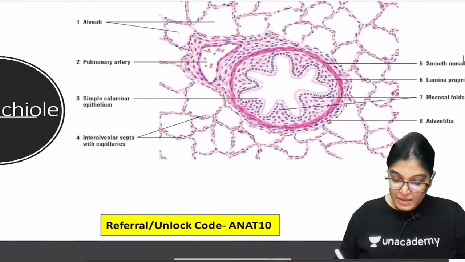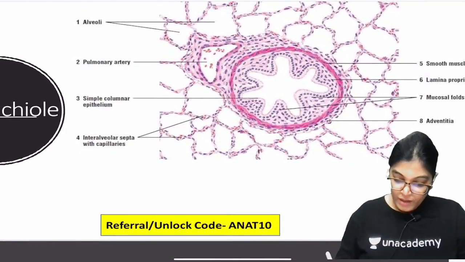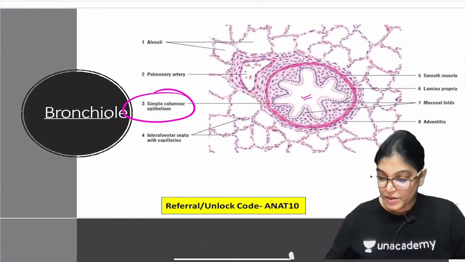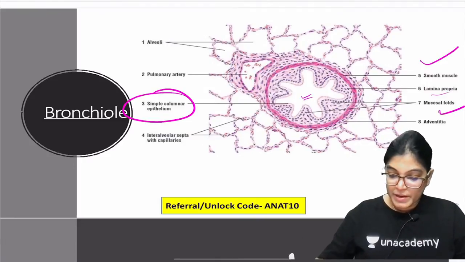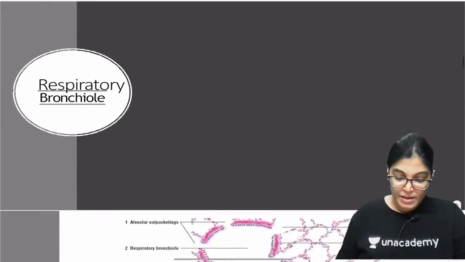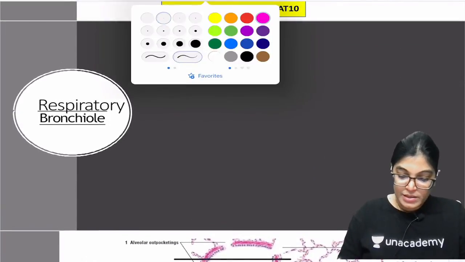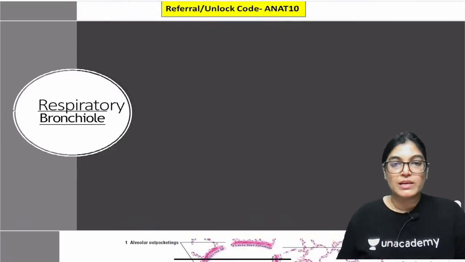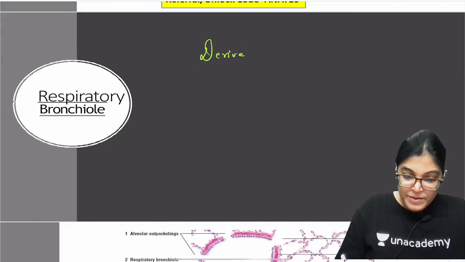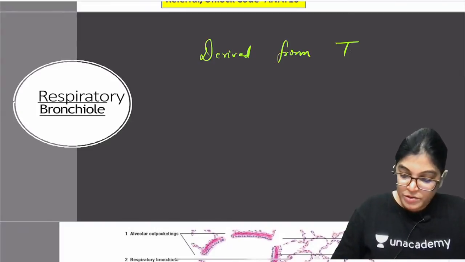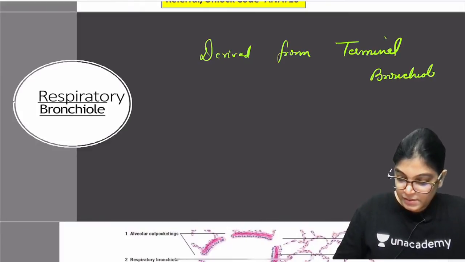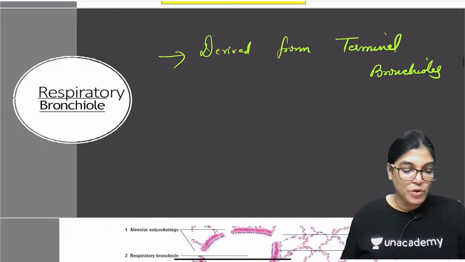And you can see here there is the lumen, simple columnar epithelium. It has simple columnar epithelium, mucosal fold, lamina propria, smooth muscle, and no cartilage plate. Now coming to the respiratory bronchiole. When we are talking about the respiratory bronchiole, it is derived from terminal bronchioles.